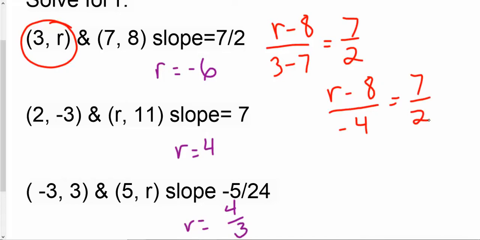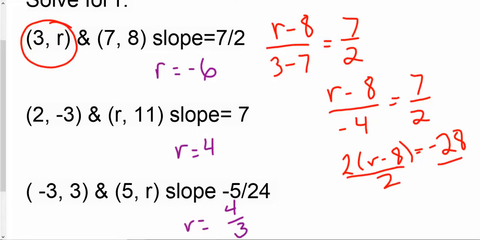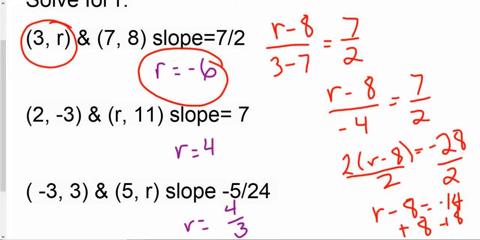And from here, we could cross multiply. So cross multiplying, we get 2 times r minus 8 equals negative 4 times 7, which is negative 28. I could definitely distribute the 2 here, but I'm actually going to do a bold step of dividing and get r minus 8 equals negative 14. And then we add 8 to both sides to get r is negative 6.